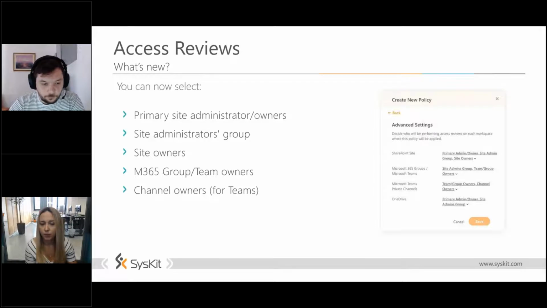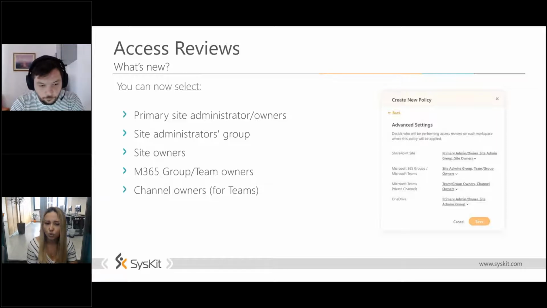So basically how it goes, the people you choose will receive emails saying that they need to review a certain site, team, or group where they are the owners. And now you can select all these groups of people you are seeing on the screen. And why is this actually important?